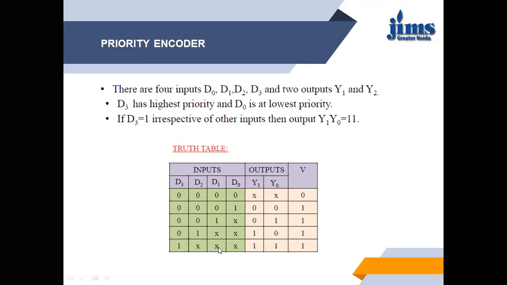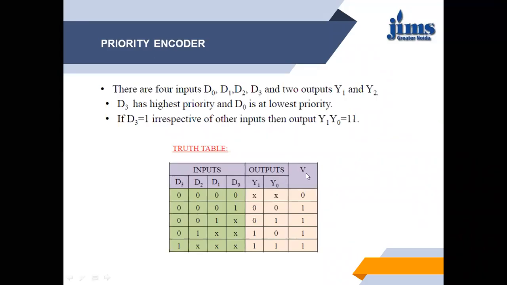Similarly, these three don't care conditions will be expanded up to 8 different combinations ranging from 0, 0, 0 to 1, 1, 1, and the output will be 1, 1, 1, and D3 will be 1 for all 8 possible combinations. Whenever you expand this table up to 16 combinations, you will get a 4-input and 3-output truth table, and we have to solve the expression for y1, y0 and v.